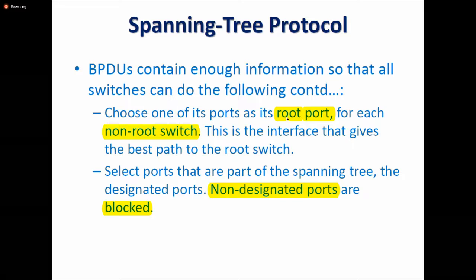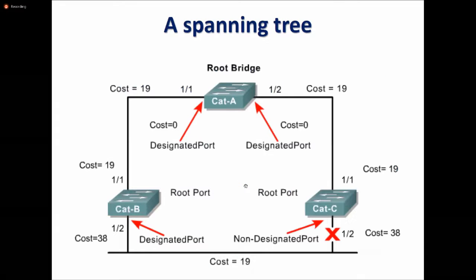Root port, designated port, non-designated port. Root port provides the direction to the root. Designated ports are the active ports in the spanning tree protocol other than the root port. Non-designated port means the ports which are not contributing to the spanning tree. Those are the three types of ports. Okay, let's get into the specific case.